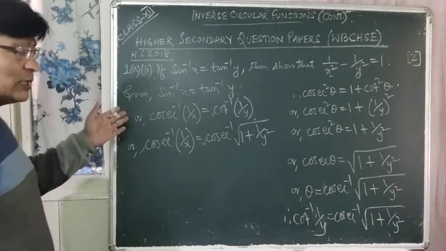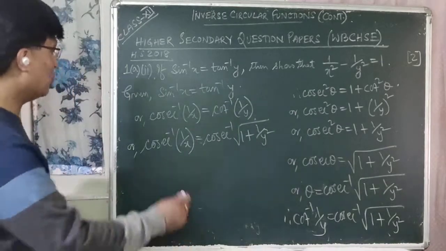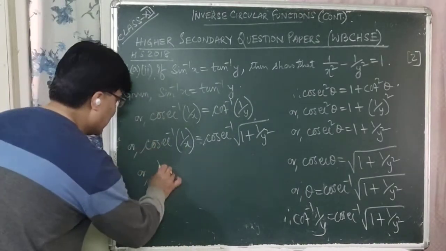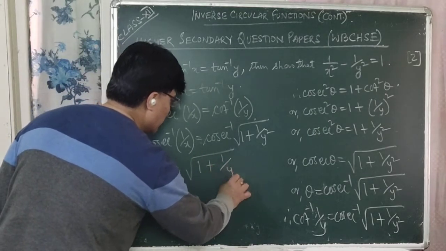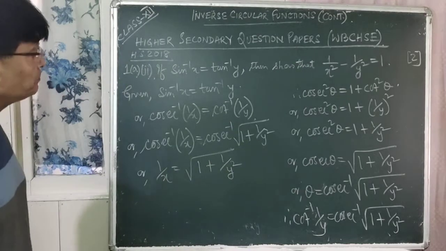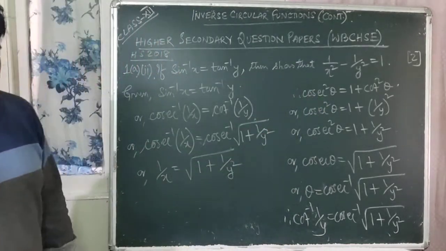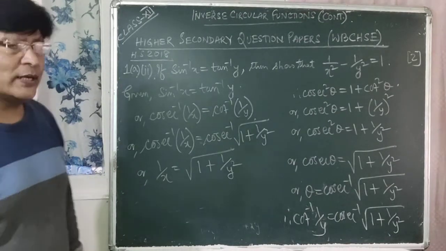So now what will you do in the next step? From both the sides you can cancel that cosec inverse. Don't write cosec inverse in the next step. So what do we get? 1 upon x is equal to root under 1 plus 1 upon y square, right? Now from here, can you prove the required result? What is the required result here? 1 upon x square minus 1 upon y square is equal to 1.